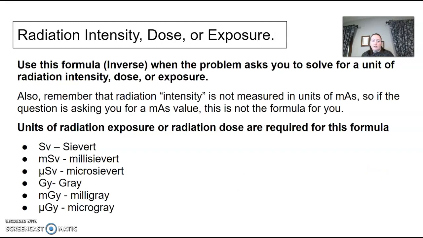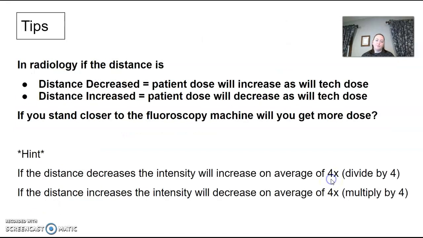Your inverse square law is going to have some sort of radiation intensity, a dose, or an exposure. So if you see the term intensity, that's your keyword that it's going to be the inverse square. Some examples here of radiation exposures that you might see in these type of formulas are sievert, millisievert, microsievert, or grays. You get the idea. They might be sort of a mix of each depending on what's there.